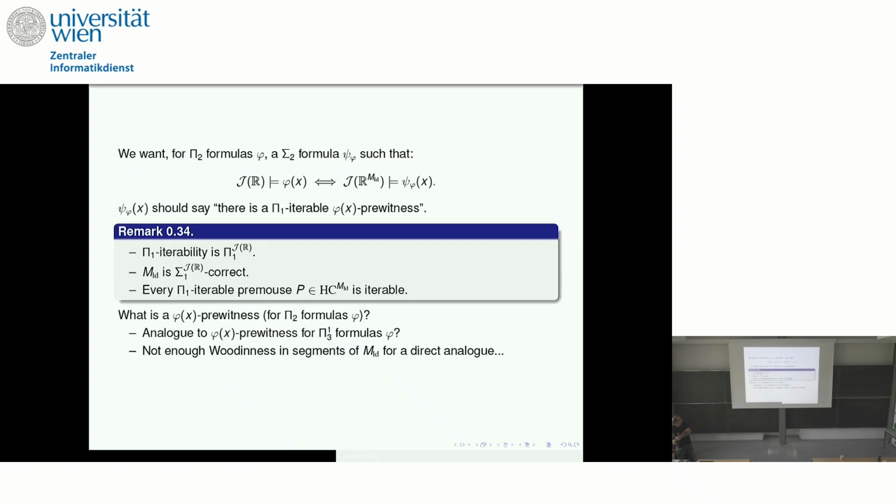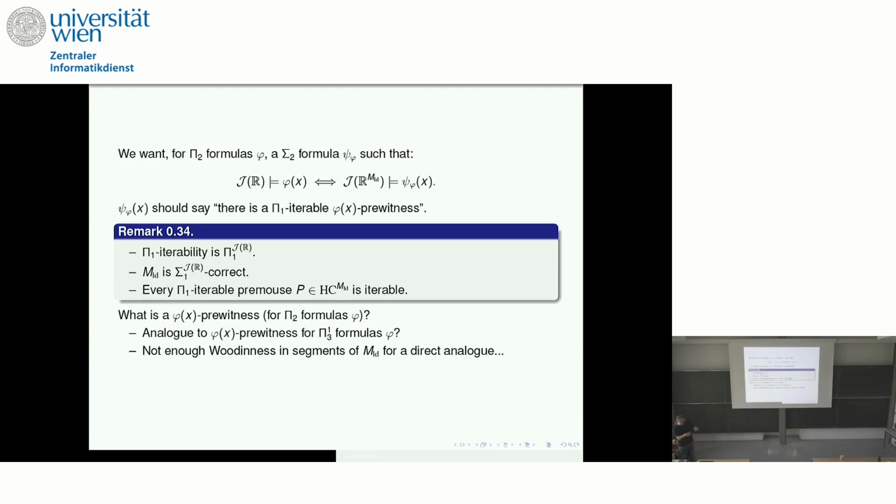So basically we should expect that this formula should say there is a pi 1 iterable phi x pre-witness. So pi 1 iterability was already defined by Rudominer, and it's pi 1 over J of R definable. It basically says that you're iterable with respect to iteration trees that are projectively guided at some projective level. If you get up to a point where you've got a ladder mouse, then you've gone through all projective levels, and then you can't really say anything beyond that point.